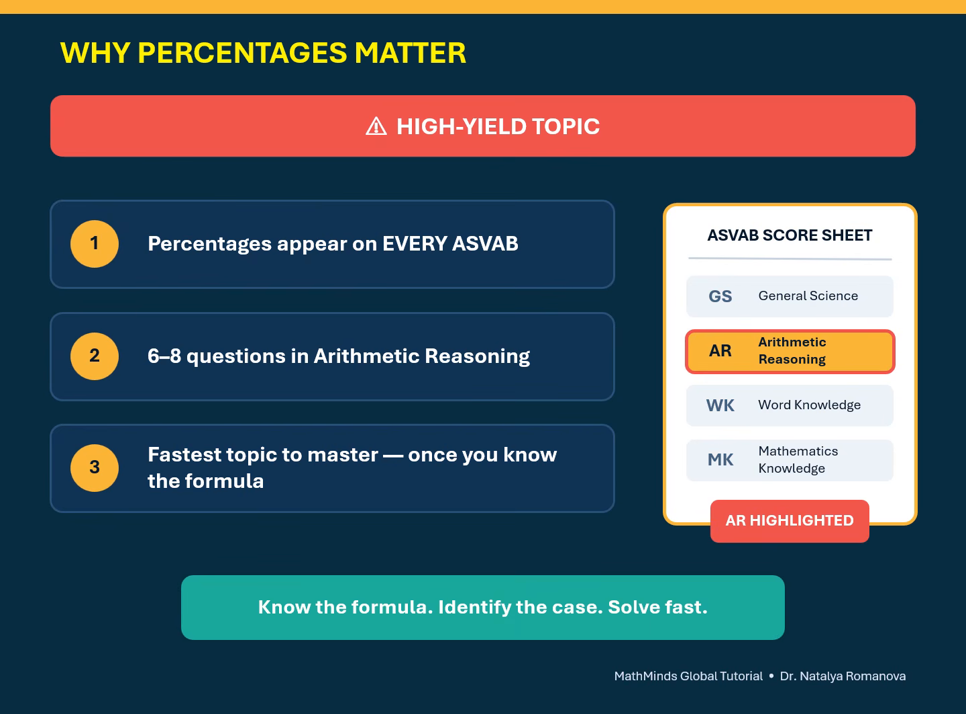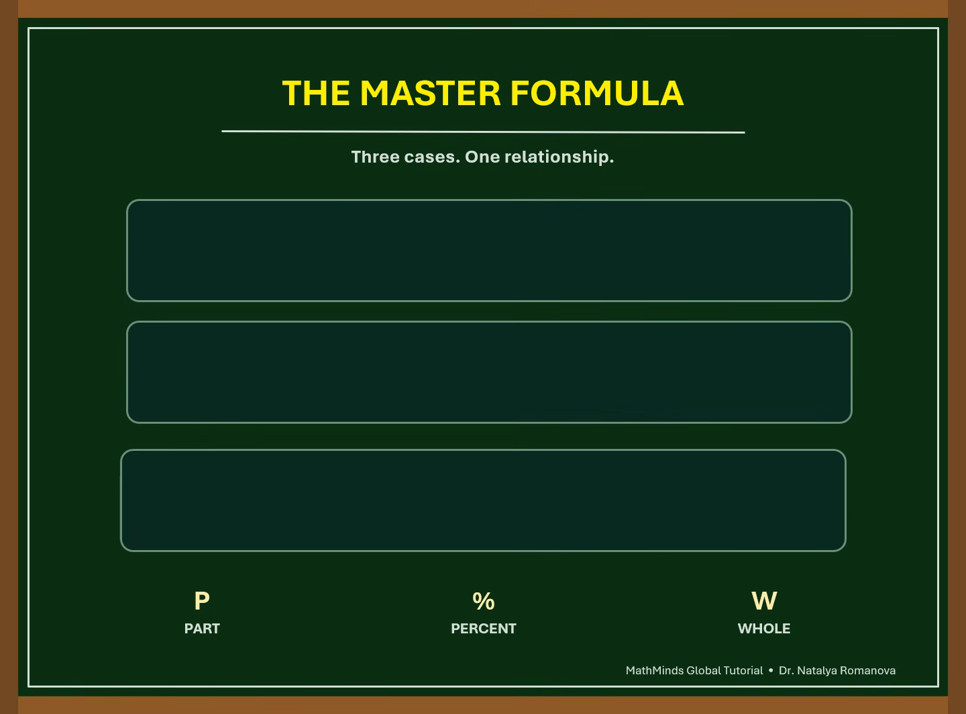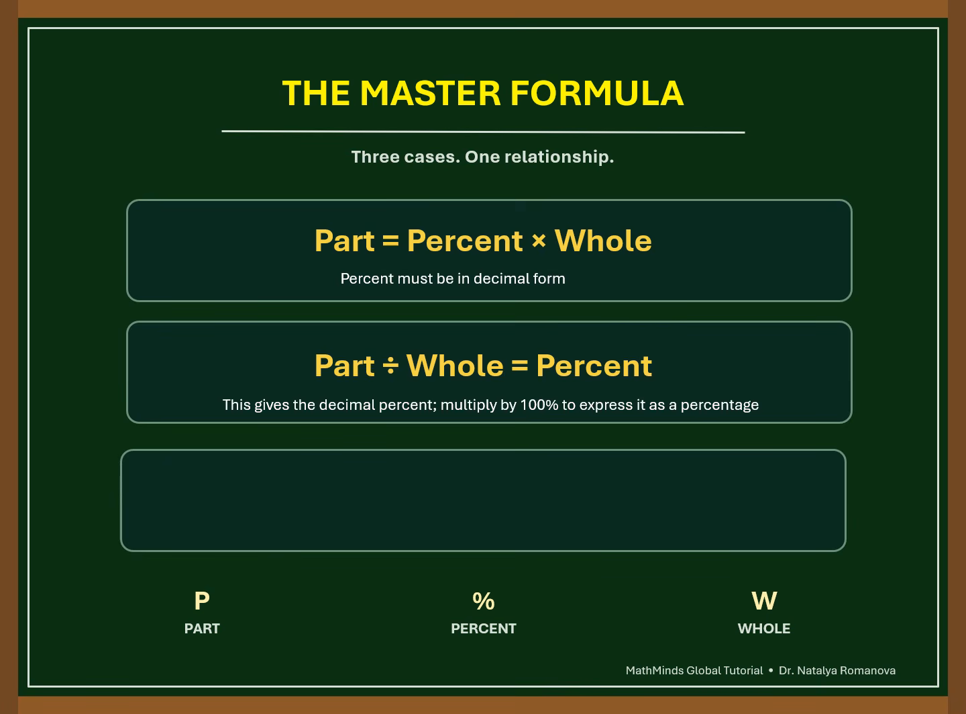Let me show you. Every percentage problem on the ASVAB, every single one, is a variation of one relationship. Part equals percent times whole. If you know two of these three pieces, you can always find the third. It is your anchor. Memorize it.